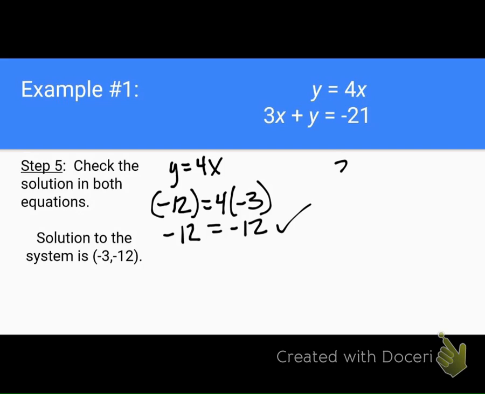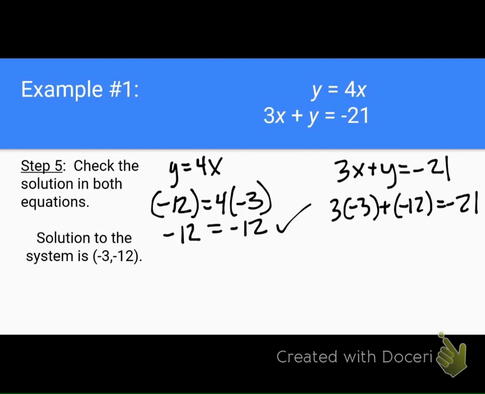In the second equation, I have 3x plus y equals negative 21. Plugging in negative 3 for x and negative 12 for y, I would multiply this to get negative 9 plus negative 12 equals negative 21. Then adding negative 9 and negative 12, I get negative 21. So negative 21 equals negative 21. That's a true statement, which means that my solution is correct.